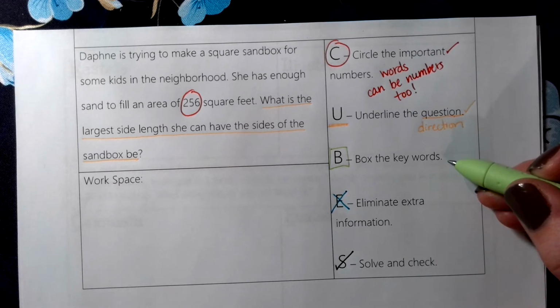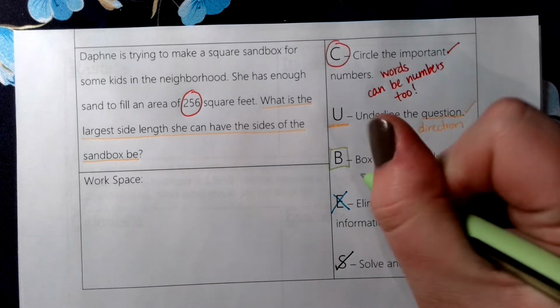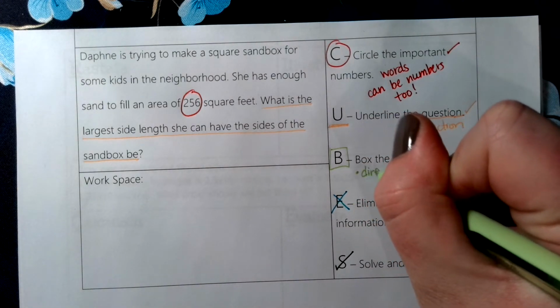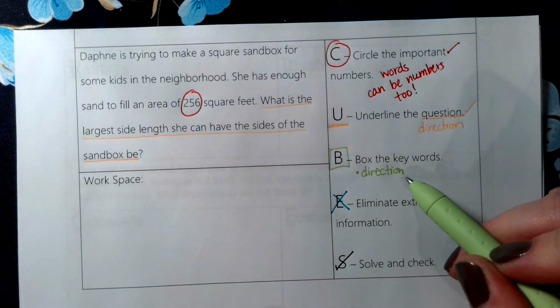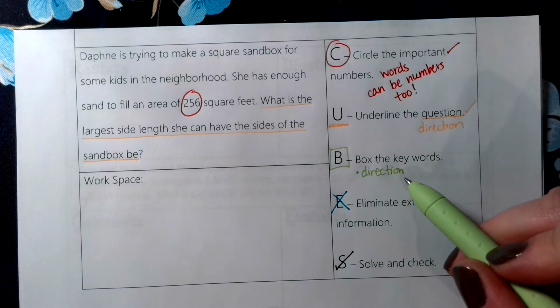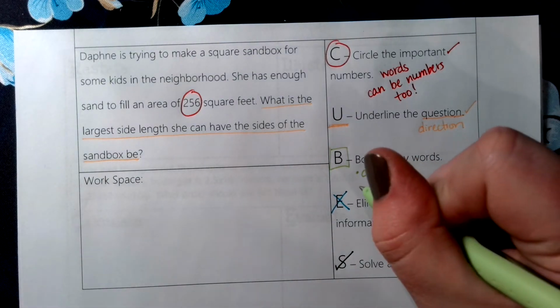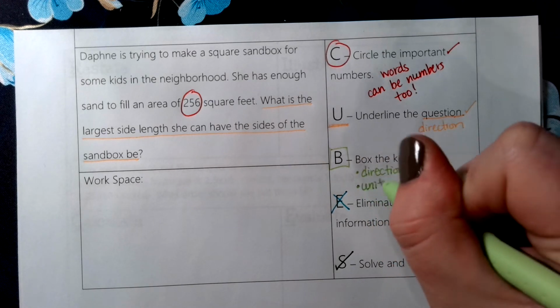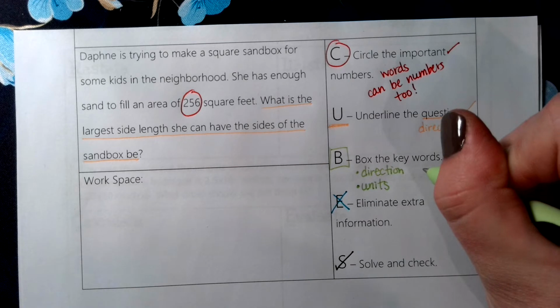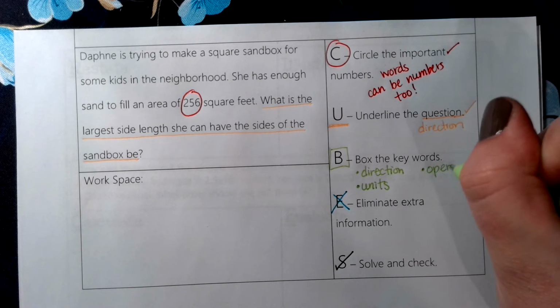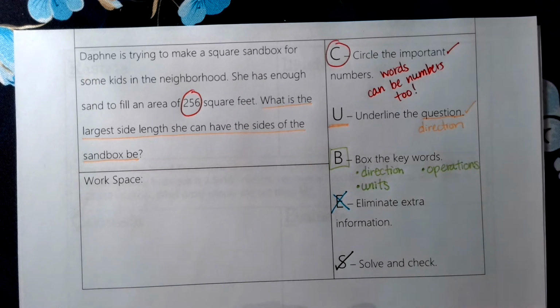B, we want to box the keywords. Keywords tell us direction. Like left, right, north, south, east, west, forwards, backwards, up, down, increasing, decreasing. They tell us units, like miles, dollars, pounds, kilometers. And they tell us operations. So for adding, subtracting, multiplying, dividing, squaring, taking the square root of something.